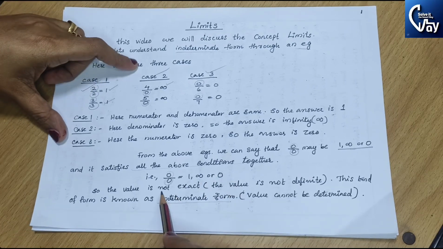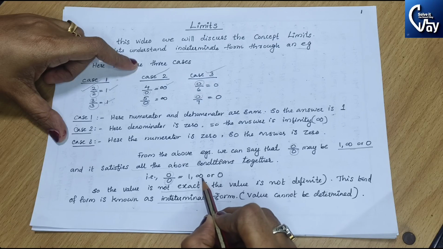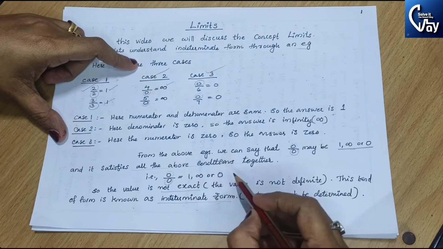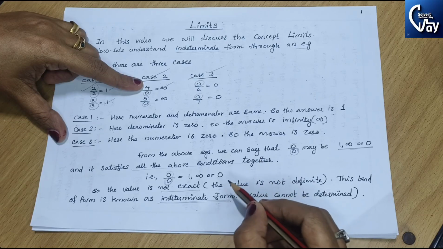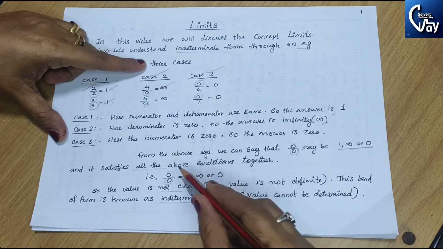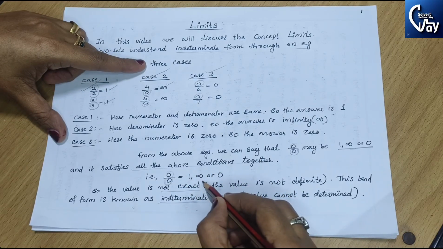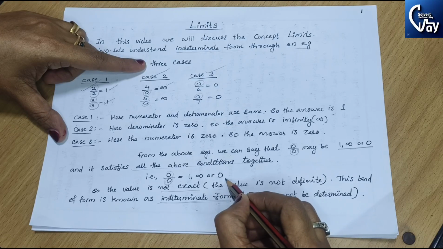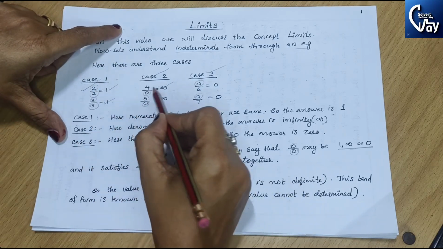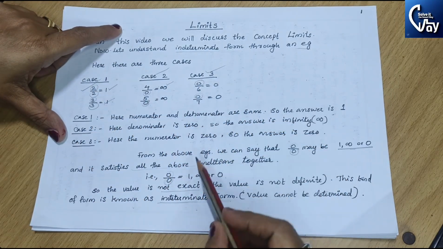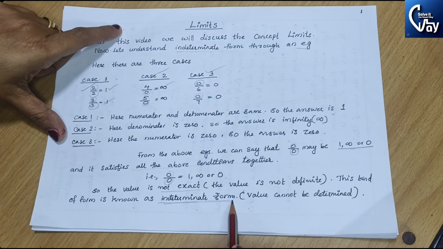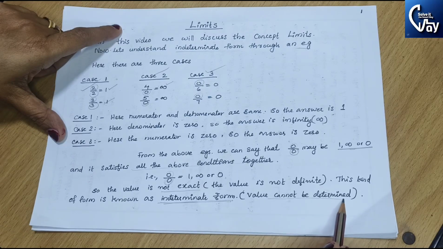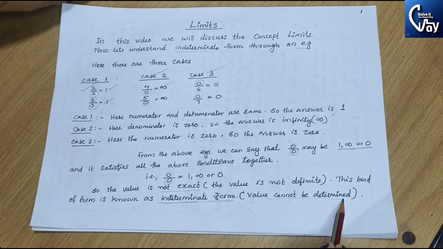So the value is not exact. The value is not definite. This kind of form is known as indeterminate form. That means the value cannot be determined. So 0 by 0 equal to 1, infinity or 0. It satisfies all the above three conditions together. So the value is not exact. This kind of form is known as indeterminate form. That means the value cannot be determined. Is it clear?